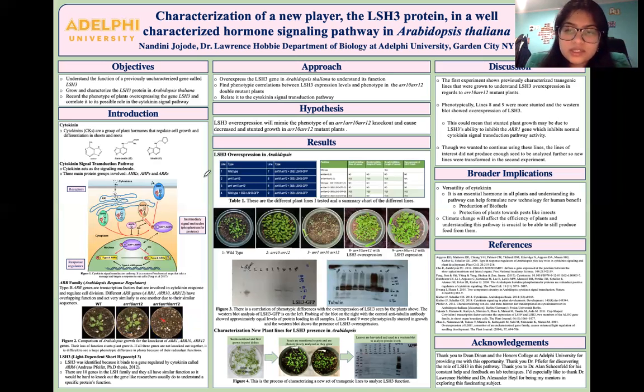My approach was to overexpress LSH3 in Arabidopsis thaliana. This is a model organism since it's easy and inexpensive to grow. It has a small genome, has a short generation time, and can produce a lot of seeds. As I grew these plants, I also noted down the phenotypic characteristics of the different plant lines to find any correlations between LSH3 expression levels in mutant plants versus wild-type plants. Wild-type plants are just regular Arabidopsis plants with no mutations or anything in them.